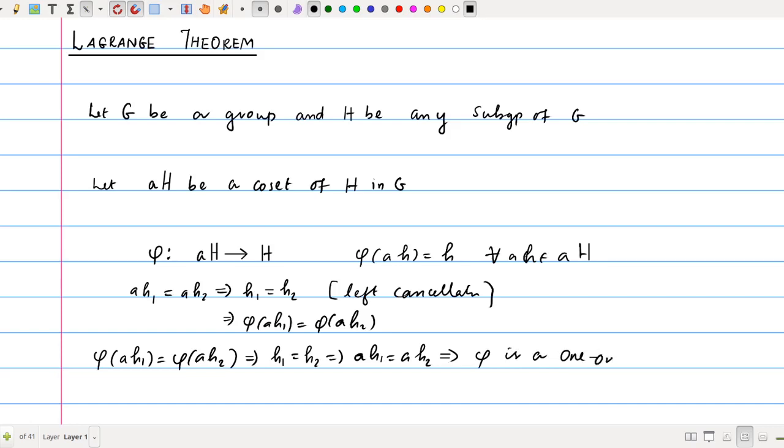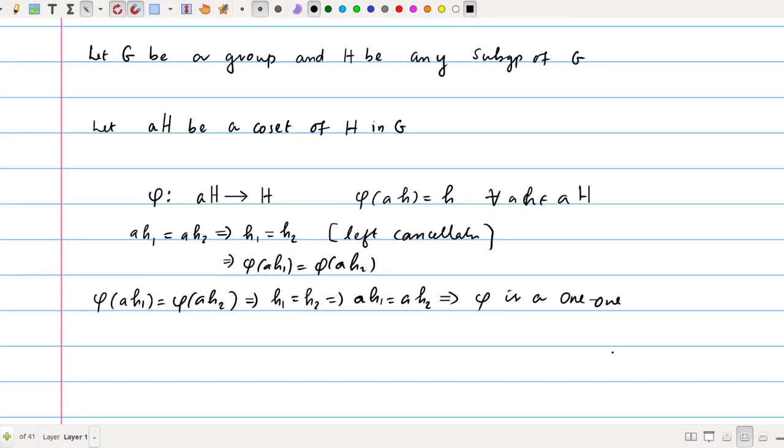Now we can prove the ontoness of phi. For that we assume an arbitrary element h belonging to the codomain, which is H. Then you can consider ah, which is always a member of aH itself. So phi of ah is h, which proves phi is onto. That means the cardinality of aH is the same as the cardinality of H. Even if H contains infinitely many elements, then aH contains infinitely many, and vice versa.